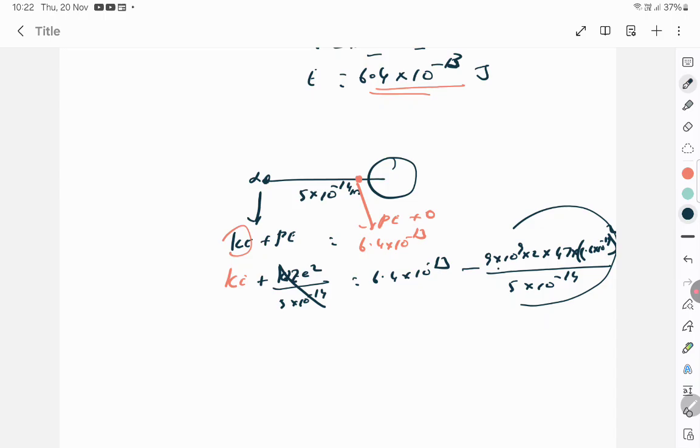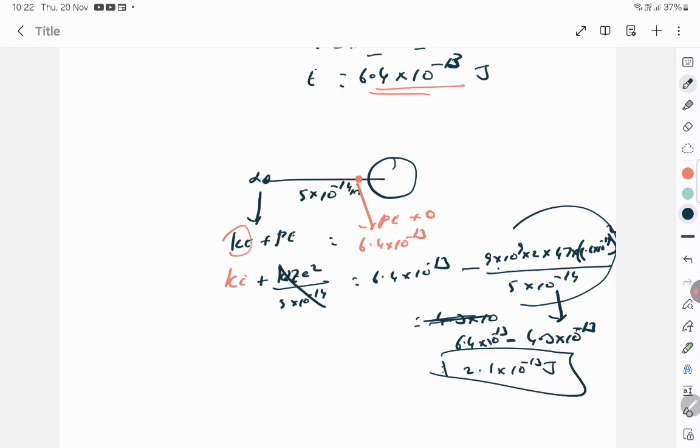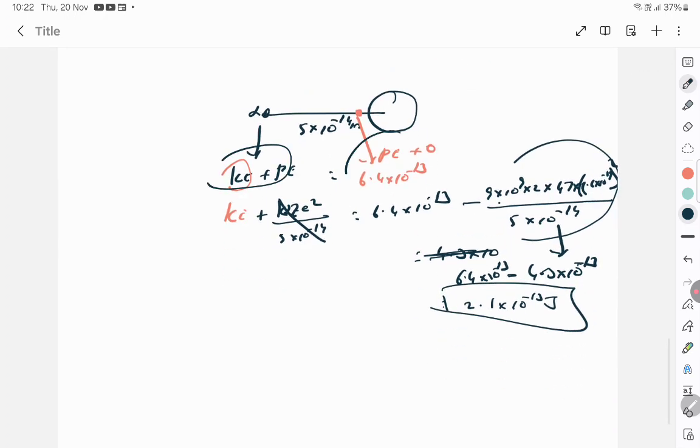Are you clear? The value has got to be 4.3 × 10^-13. After subtraction, sorry, this calculated value, 9 × 10^9 × 47 × 2 × (1.6 × 10^-19) squared by 5 × 10^-14, turns out to be 4.3 × 10^-13. Make sure that the powers are the same so that you can subtract. Then you can subtract and get your answer, which is 2.1 × 10^-13 joules. Are you clear? So that will give you the kinetic energy. This is by conservation of energy.